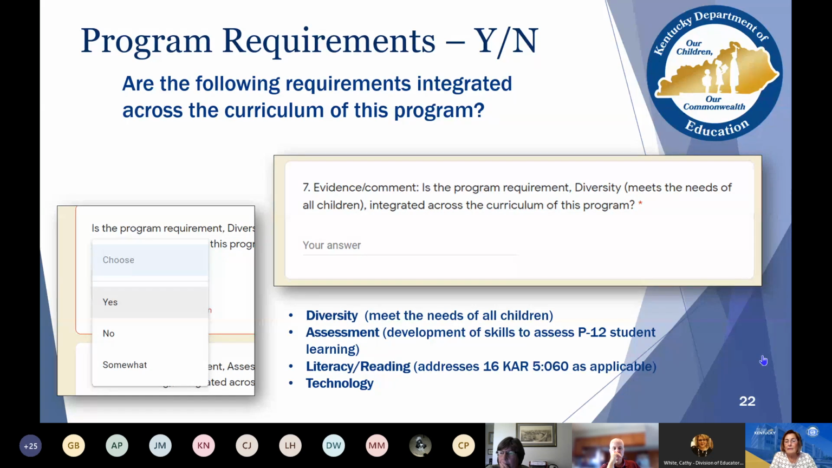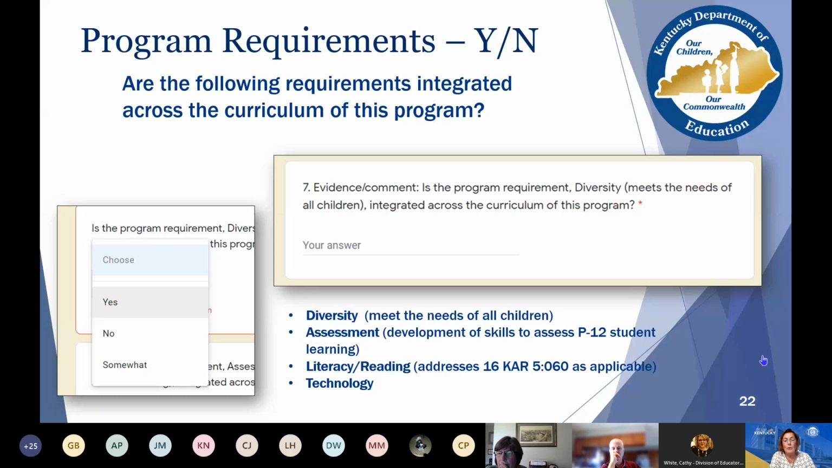So yes, they've done it in a lot of different ways. No, they maybe didn't do it. Or it may be a somewhat. Yeah, they kind of did it, but they talked about formal assessment. They talked about the Kentucky assessment or reading that assessment data, but they didn't really go deeply into the informal assessment that we need our students to.